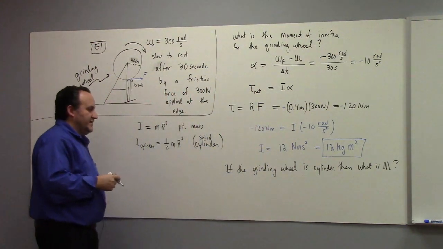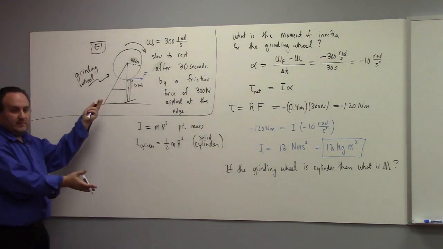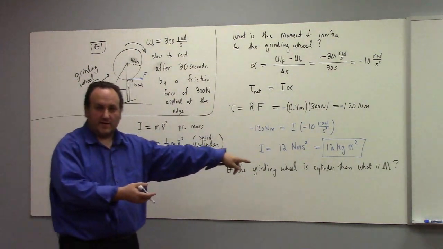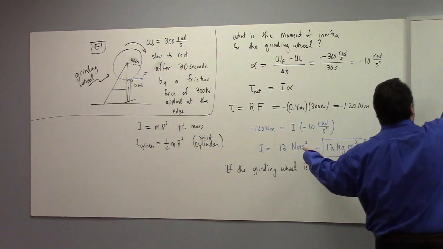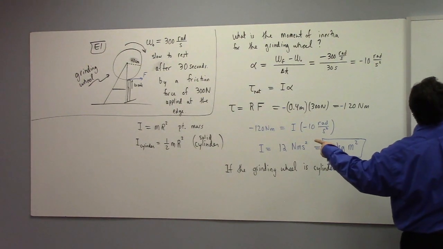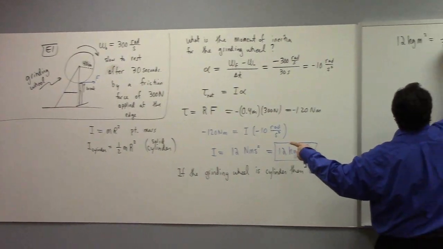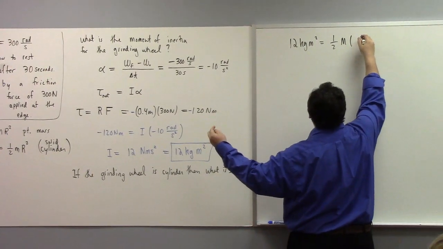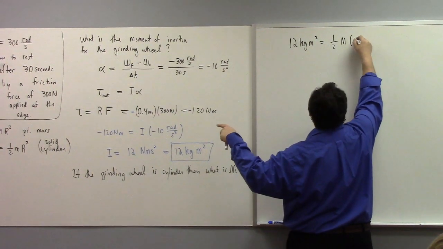So what do we do? It's pretty simple. Given everything we've already done, you do what? You put 12 kilogram meters squared equal to what? Yeah, 1/2 m r squared. And what was r? R was 0.4.